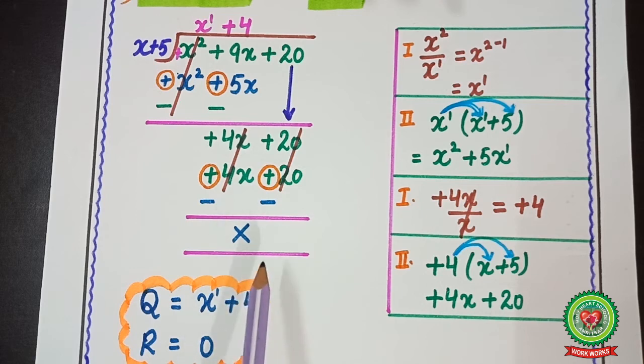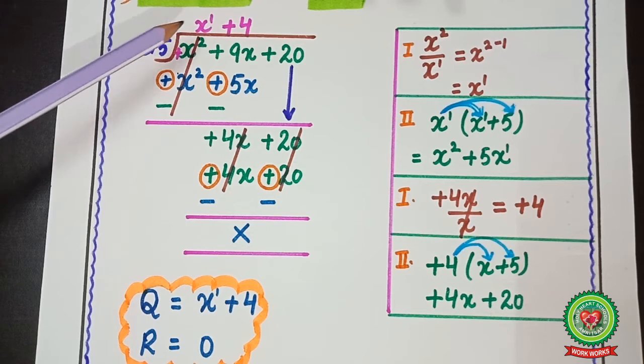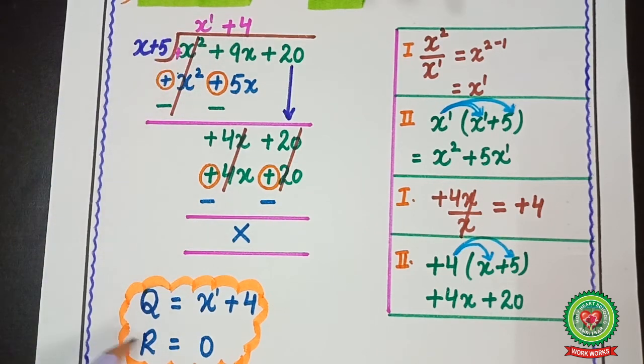Right? So here is the ending of the division. You got your quotient as x raised to power 1 plus 4, and you have to write here: quotient is equal to x raised to power 1 plus 4. And what is the remainder? Nothing. Nothing means 0. So you have to write the remainder, that means r is equal to 0. Clear? Now move to another example.